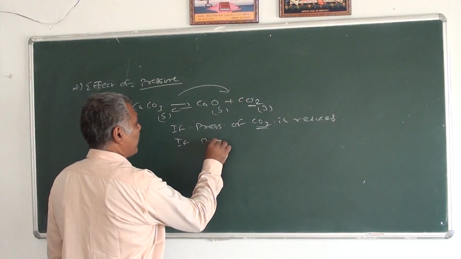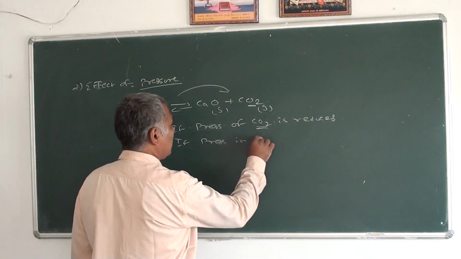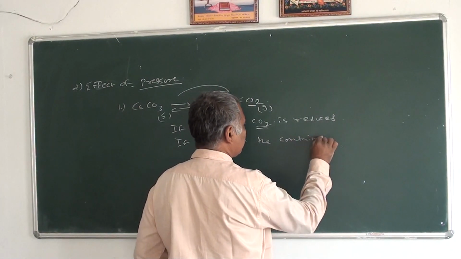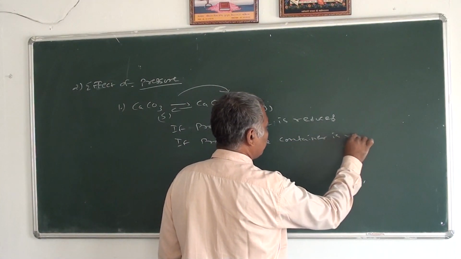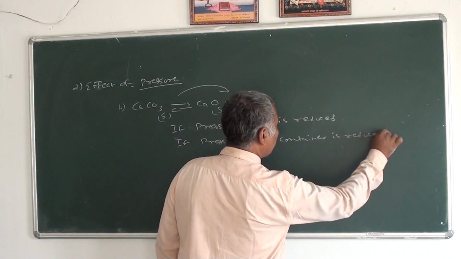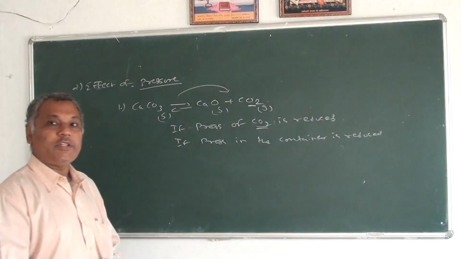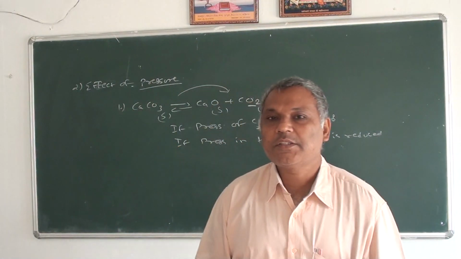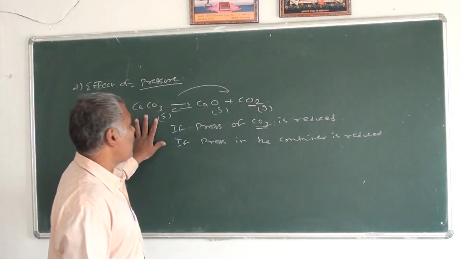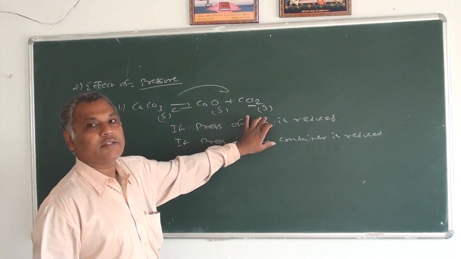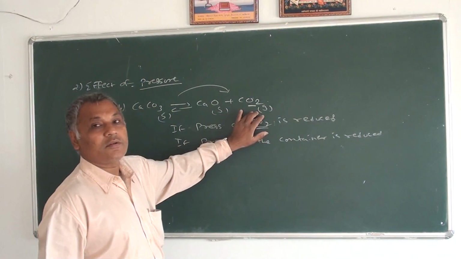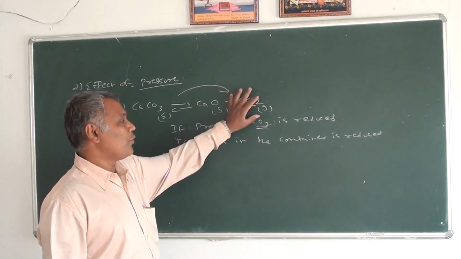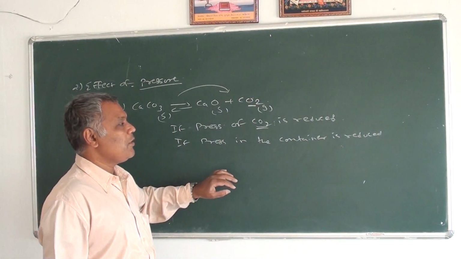If pressure in the container is reduced, I'm not specifying that it was CO2, but still in the container, what is going to happen? These are solids, only one is gas. So reducing this component will reduce the pressure. If this component is removed, then only the pressure can be reduced.